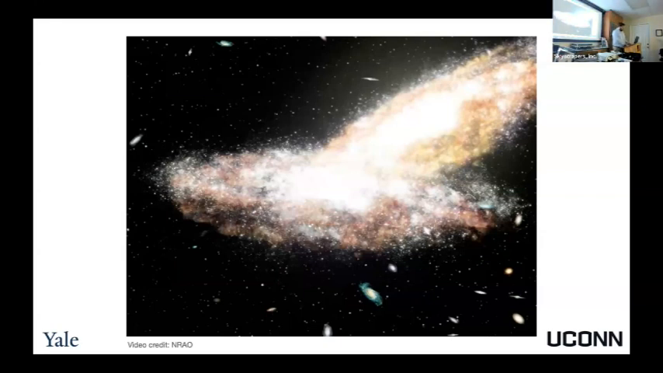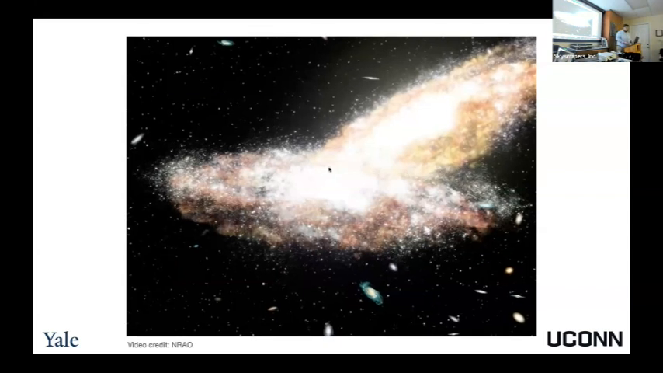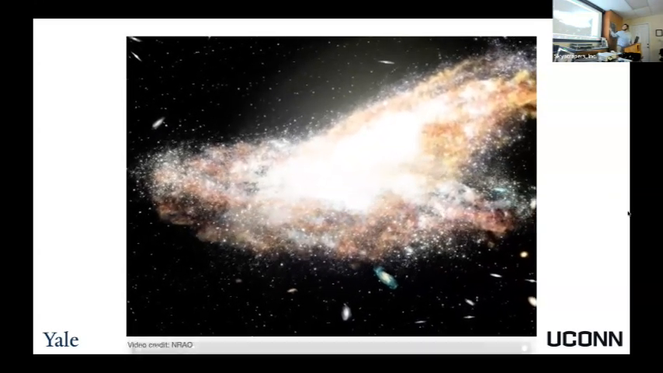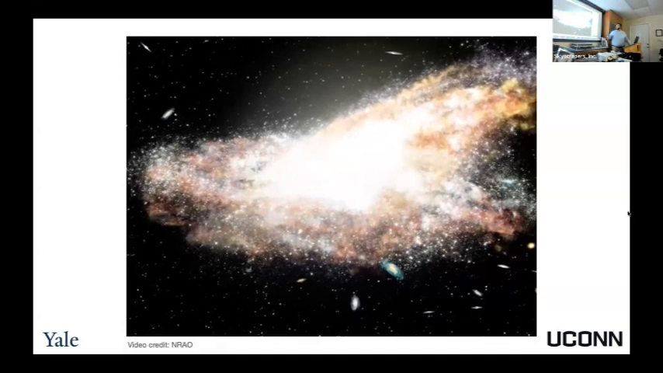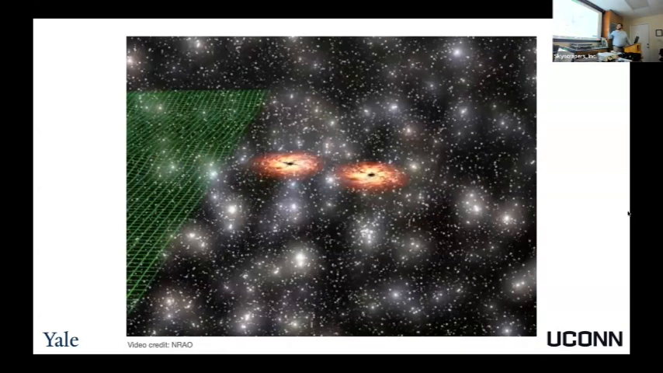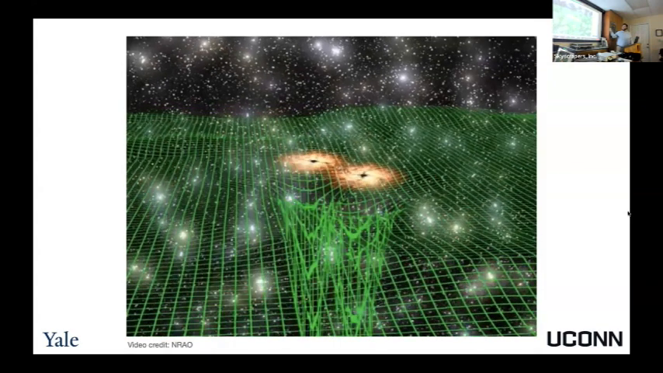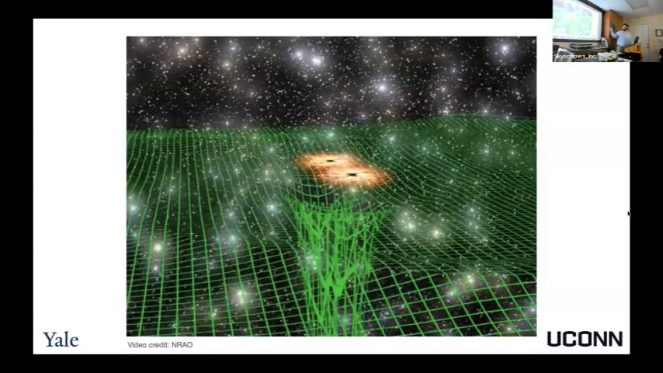So I want to bring this all together now and show you a video that gives a nice summary of this entire process of merging galaxies to supermassive black hole binaries, to gravitational waves, to pulsar timing. So we can see that we have our two galaxies merging together, each one having a supermassive black hole at its center. And as we zoom in, we can see the supermassive black holes are orbiting each other.